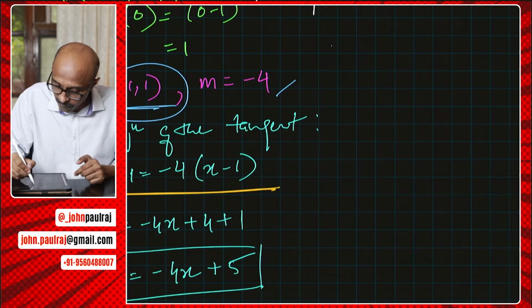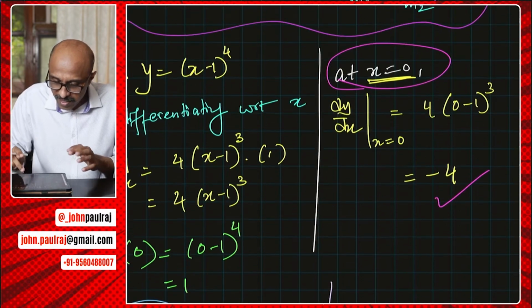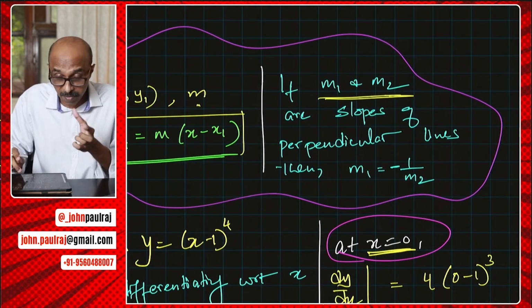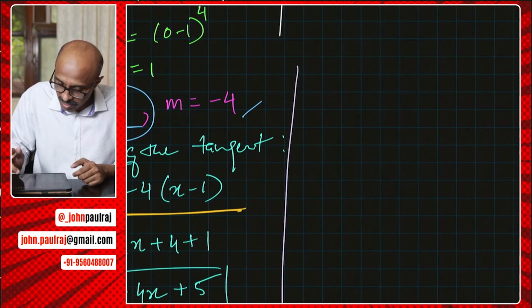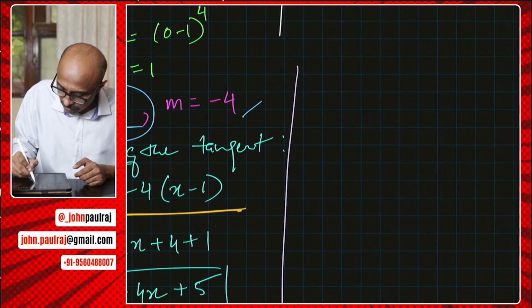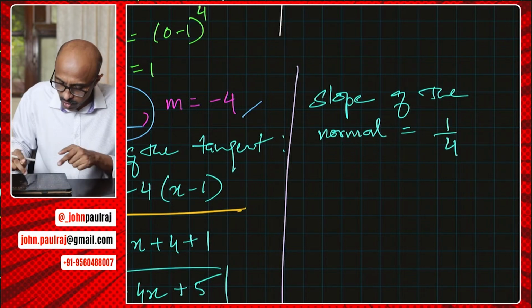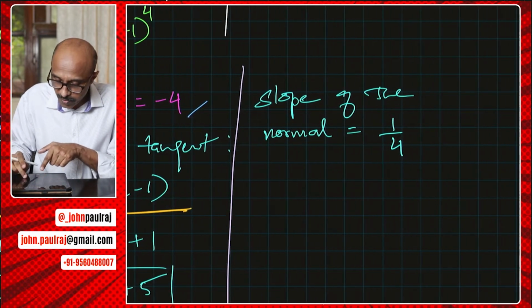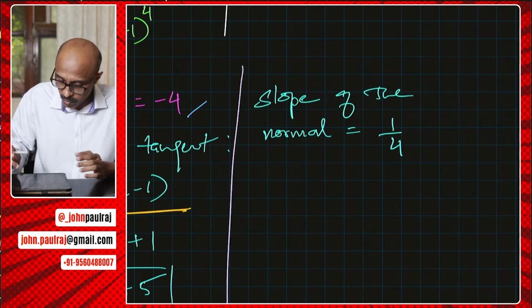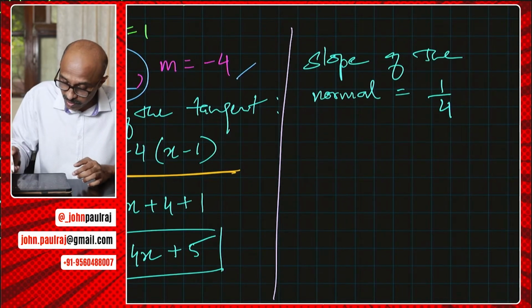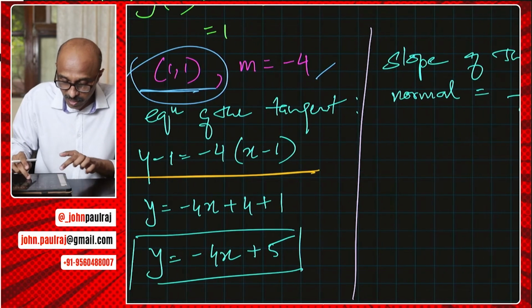To find the equation of the normal, we make use of the idea that the tangent and the normal are perpendicular to each other. So the slope of the normal is going to be equal to 1 over 4. If the slope of the tangent is negative 4, the slope of the normal should be the negative reciprocal, so it's just 1 over 4, at the same point, that is (1, 1).